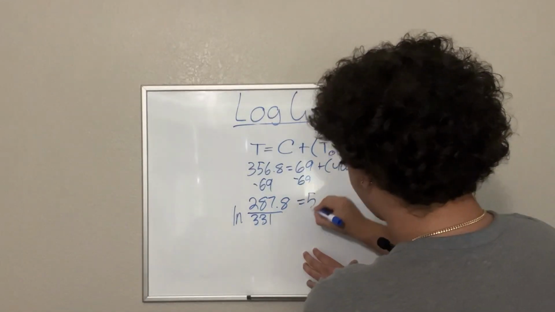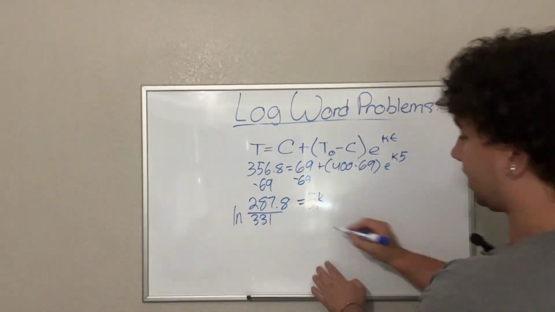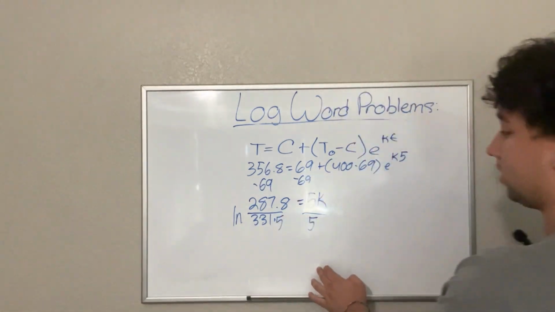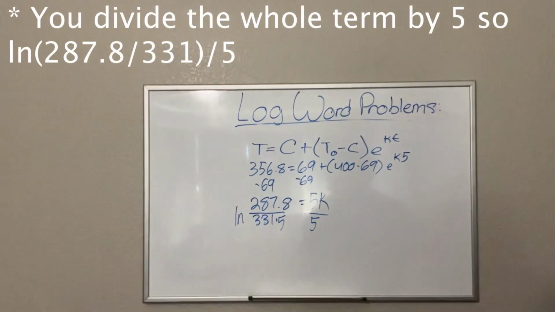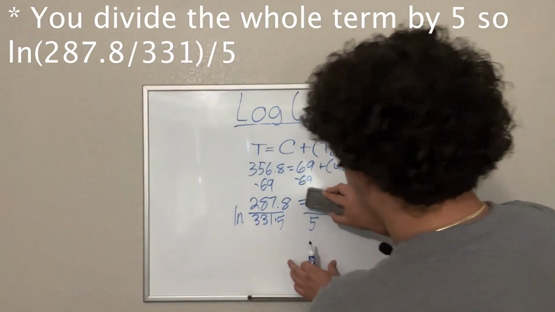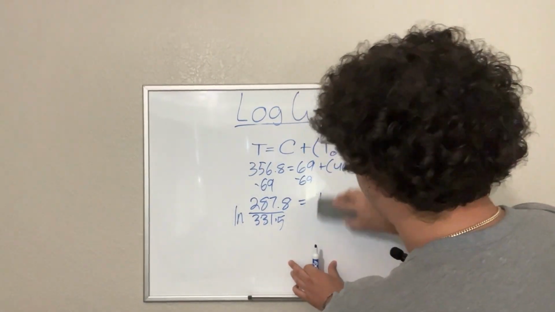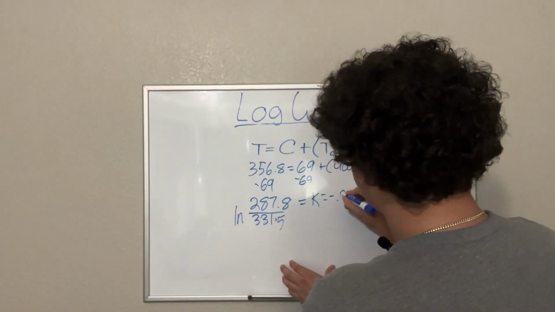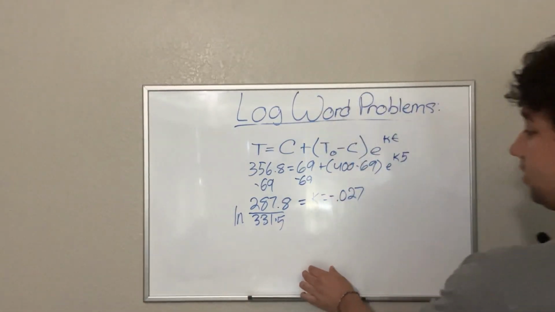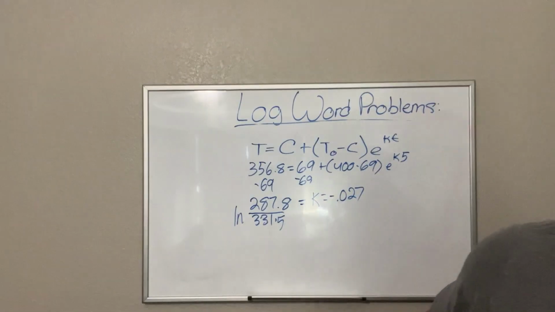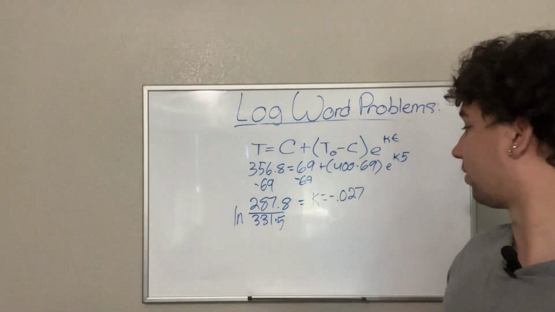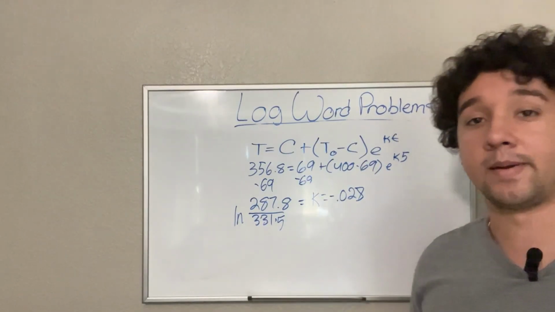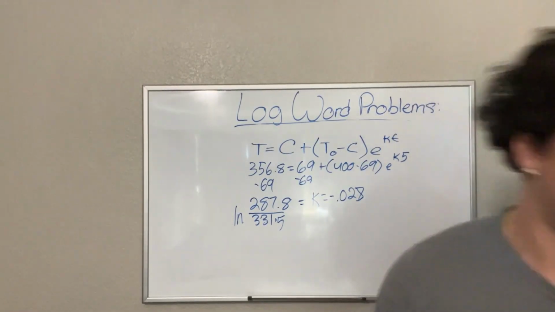So I got 5k here. And then the last thing I have to do is divide everything by 5. So this 5 comes down here as well, and that ultimately gives me k here, which is equal to negative 0.027. Now it's irrational, but I am rounding here. Now I have my k value. Well, now let's go to work.